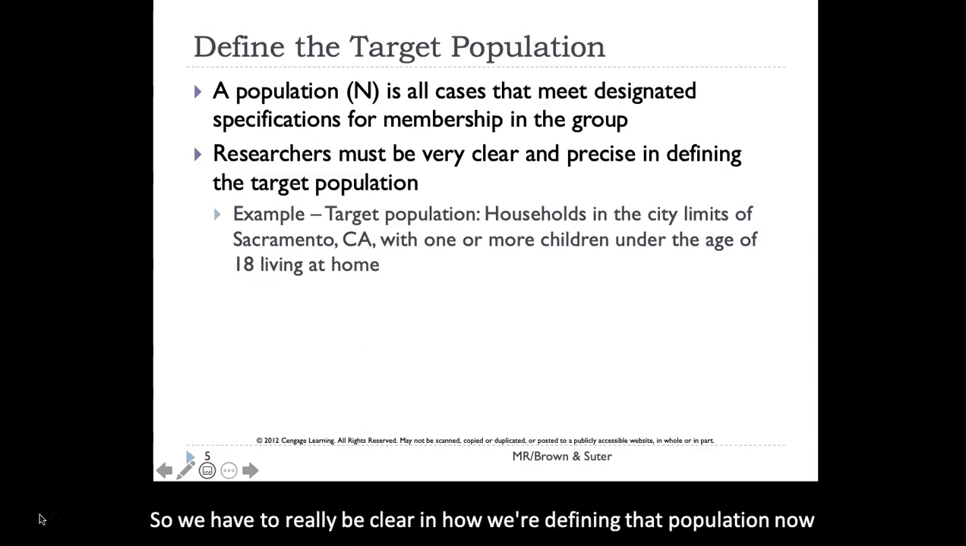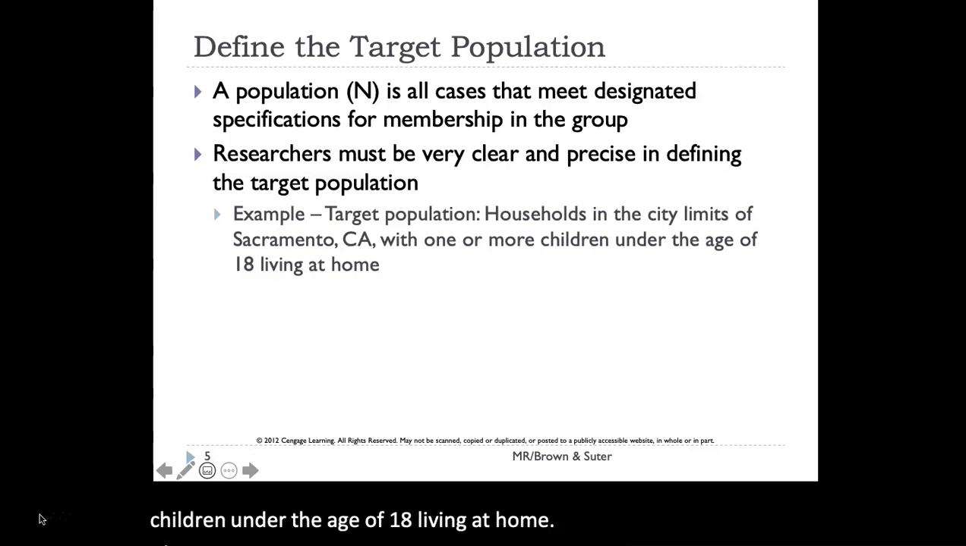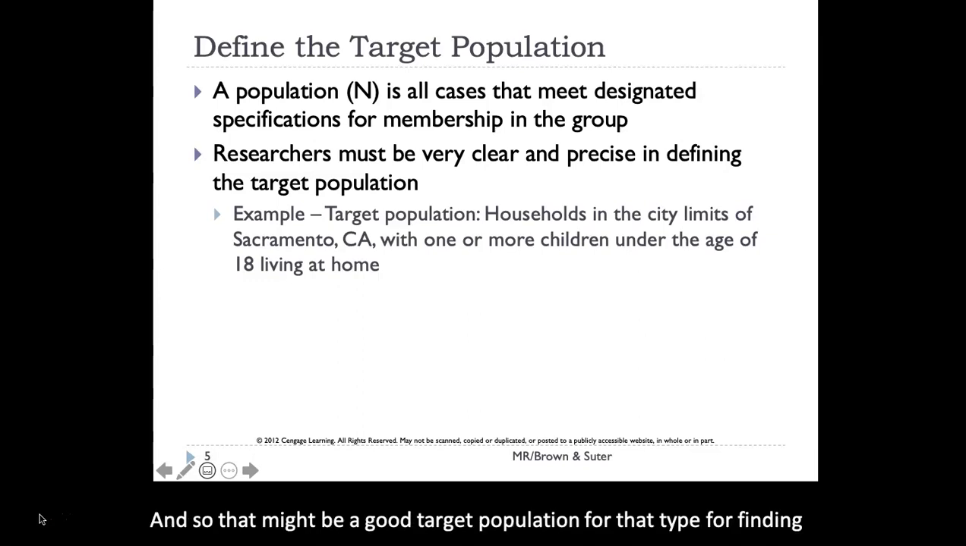Now, in this example here, they say that the target population are households in the city limits of Sacramento, California, with 1 or more children under the age of 18 living at home. It's a very precisely defined target population. Perhaps out of this population, they want to find out something about the educational opportunities for school-age children in Sacramento. And so that might be a good target population for finding out that type of information.